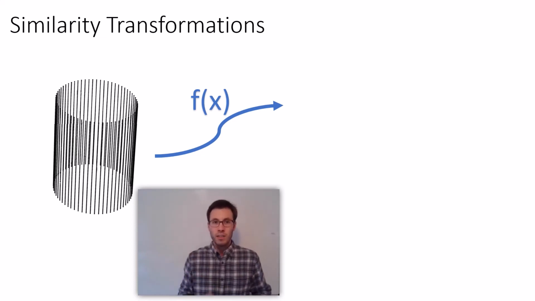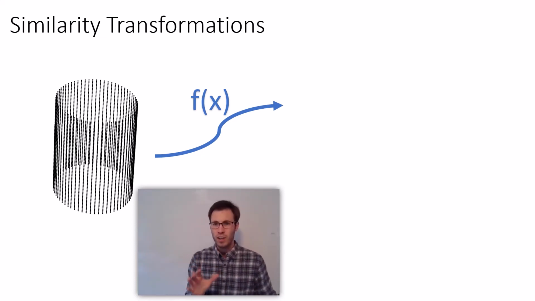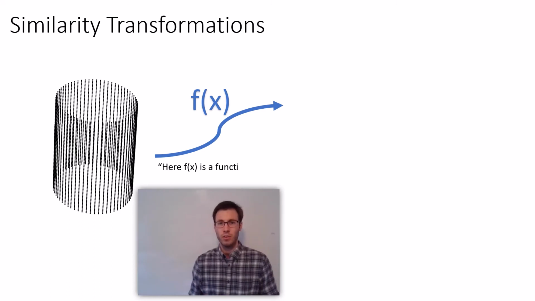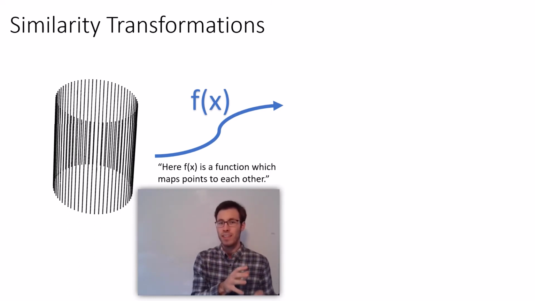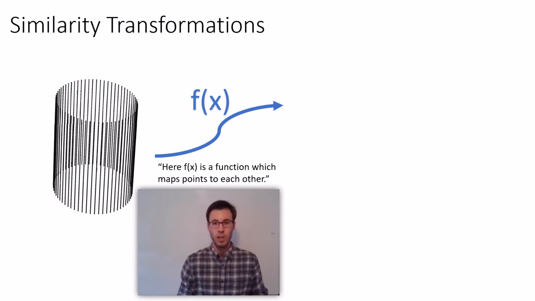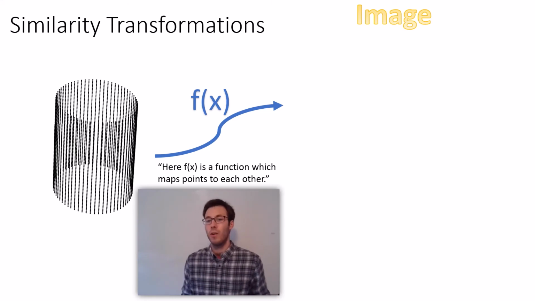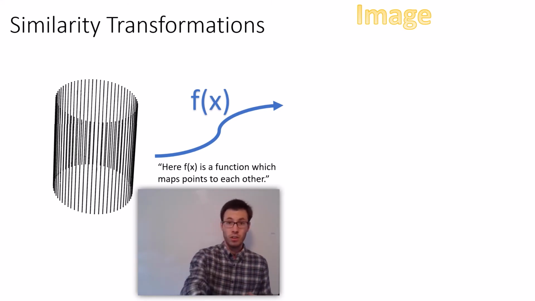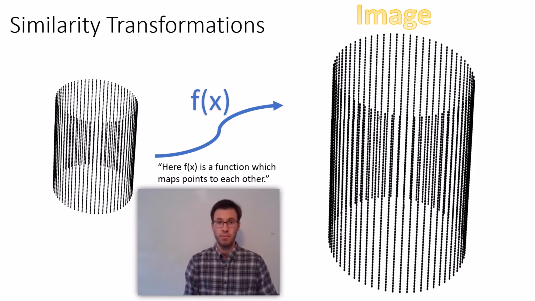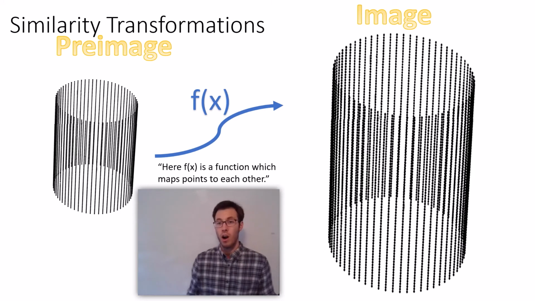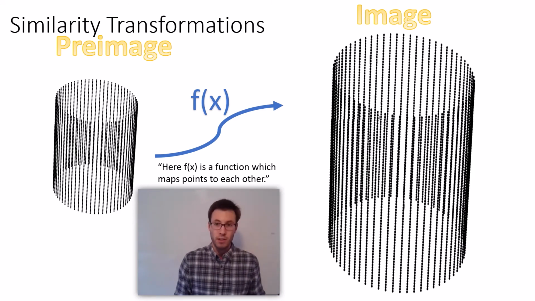All right, let's go over some similarity transformations. A similarity transformation is a function. Here's my function; we're going to call it f of x. Here, f of x is a function which maps points in space to each other. Let's see what I mean by that. Here's my shape over here on the left. This shape gets mapped to what is known as an image. So it gets mapped to the image. We call the shape on the left the pre-image. So the mapping of your function is from the pre-image to the image.